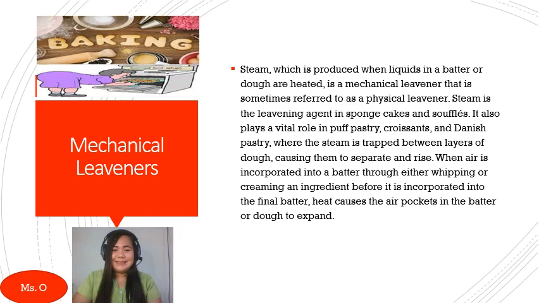Mechanical leaveners. Steam, which is produced when liquids in a batter or dough are heated, is a mechanical leavener that is sometimes referred to as a physical leavener. Steam is the leavening agent in sponge cakes and soufflés. It also plays a vital role in puff pastry, croissants, and Danish pastry, where the steam is trapped between layers of dough, causing them to separate and rise. When air is incorporated into a batter through either whipping or creaming an ingredient before it is incorporated into the final batter, heat causes the air pockets in the batter or dough to expand.